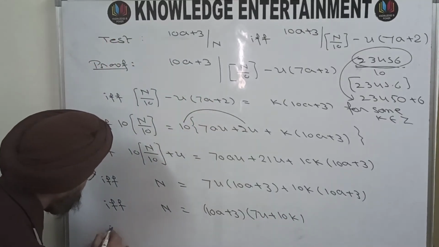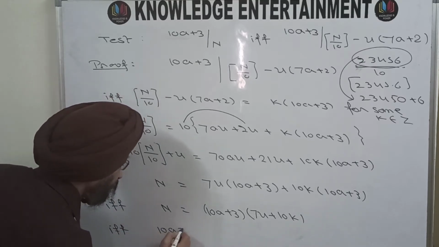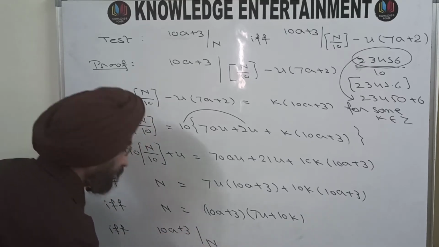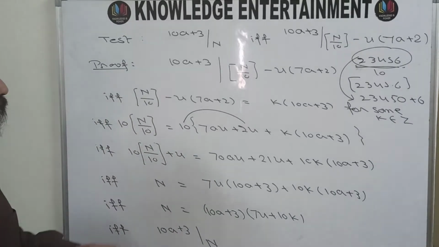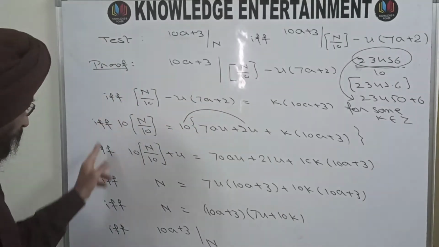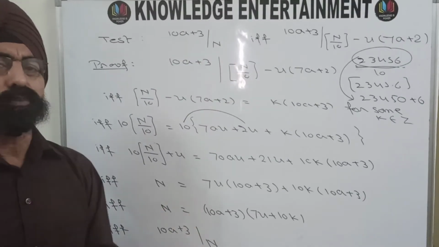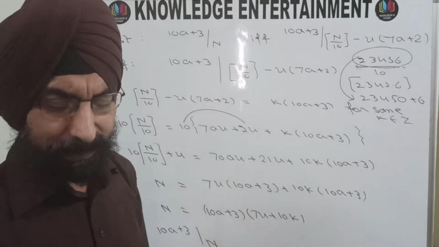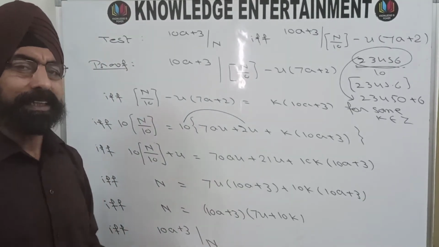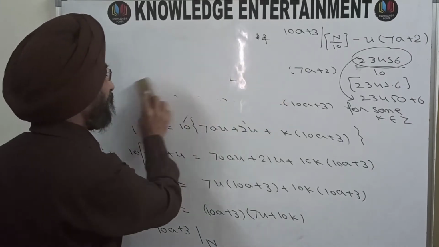And it means if and only if this 10a plus 3 divides n. So 10a plus 3 divides this number if and only if 10a plus 3 divides this number. So the test we have proved. Now the application: how to apply this test to check the divisibility of a large number by a two-digit number ending with 3.